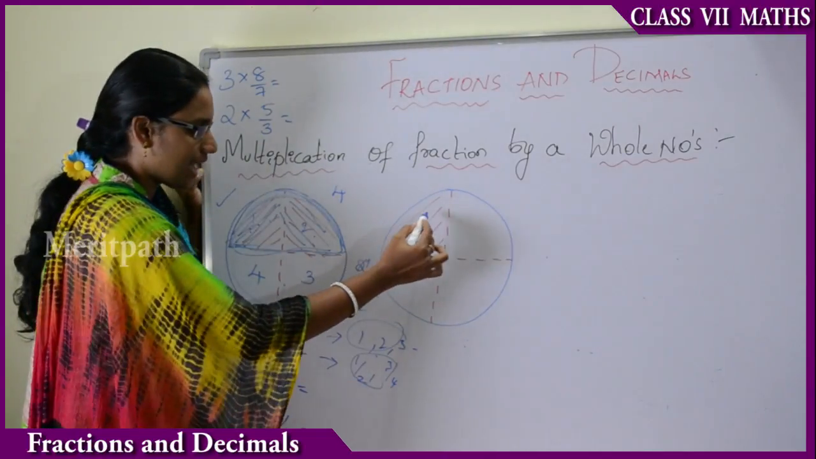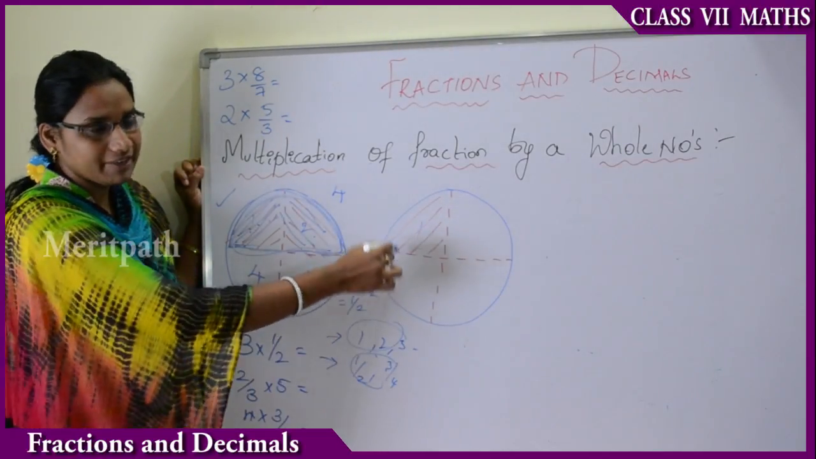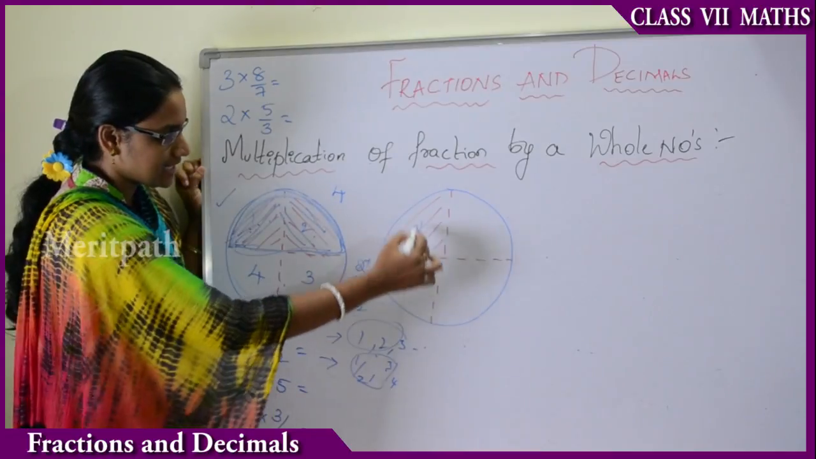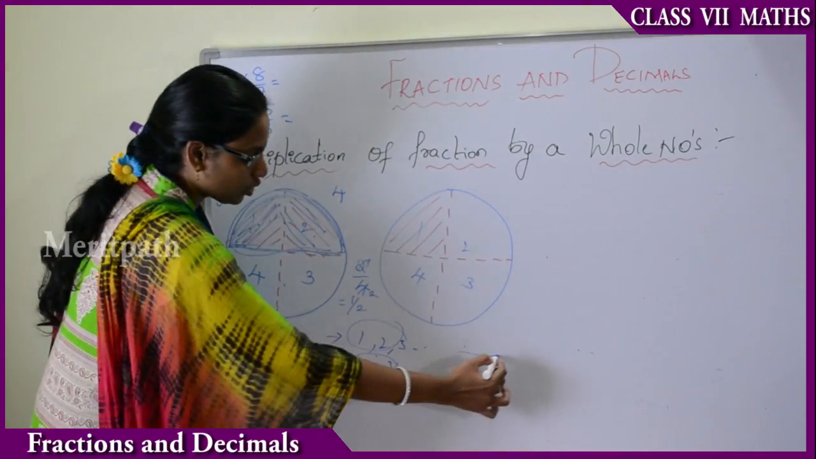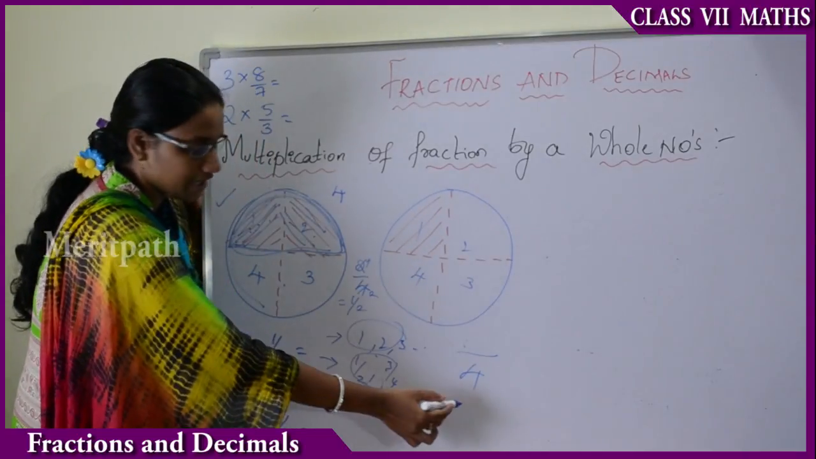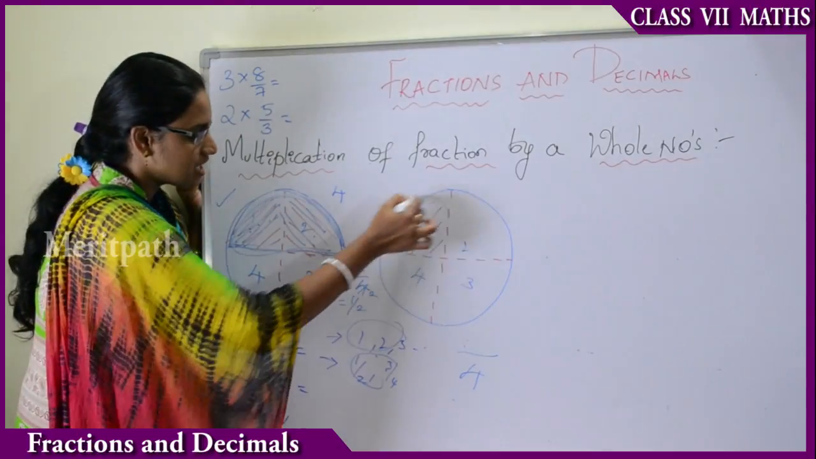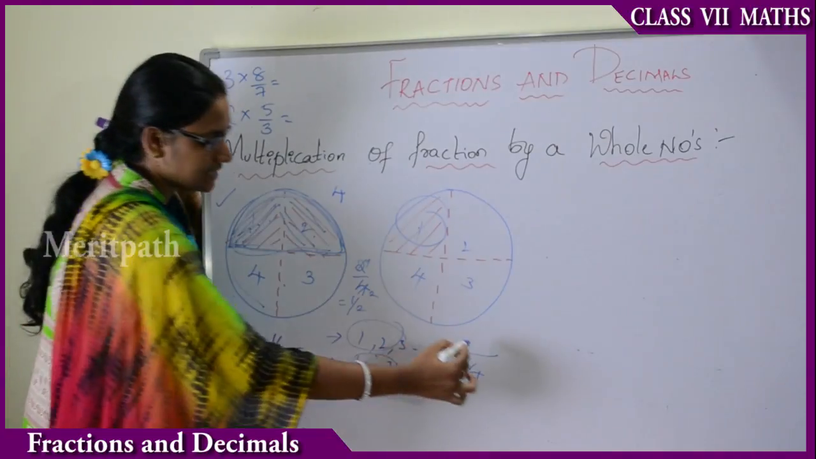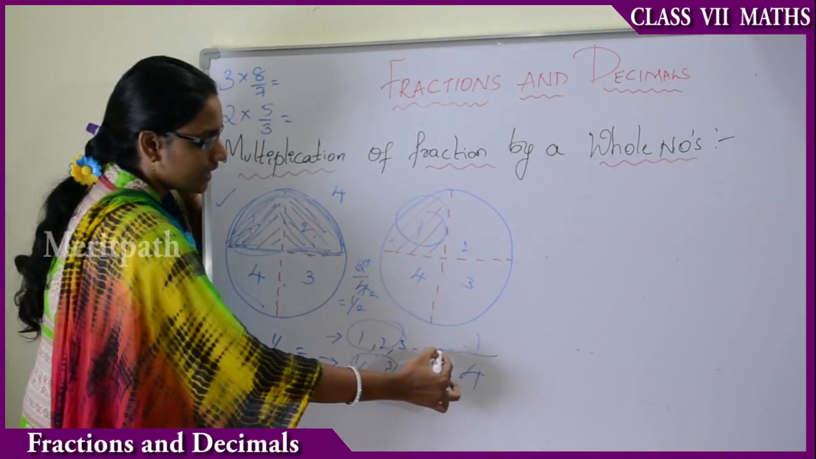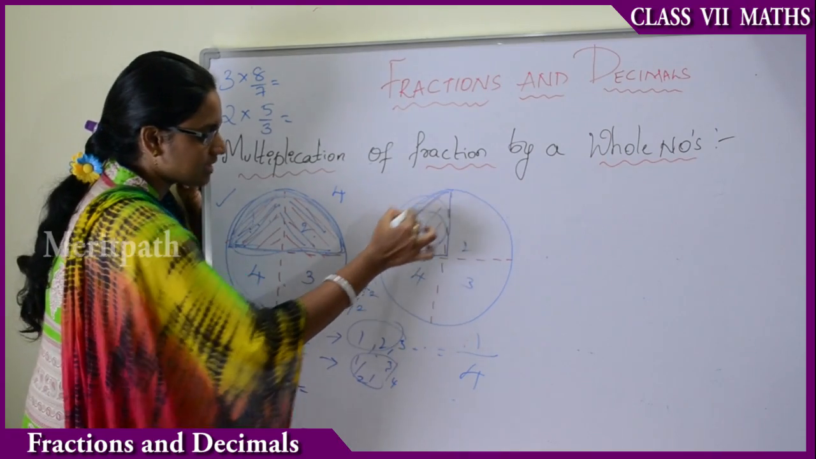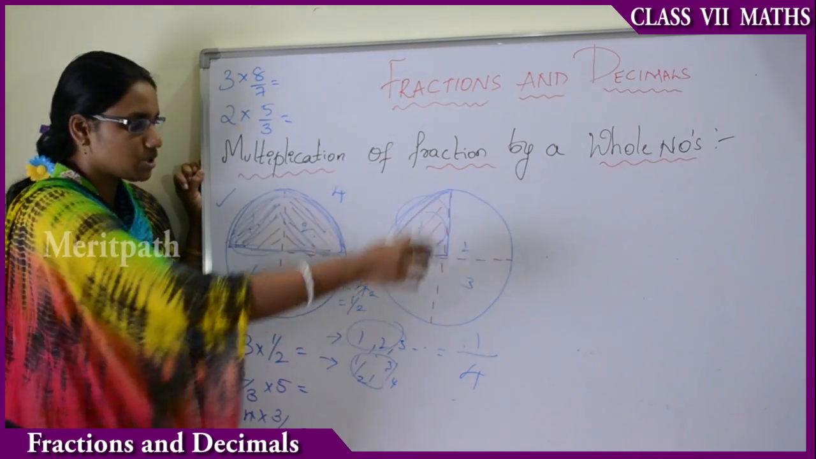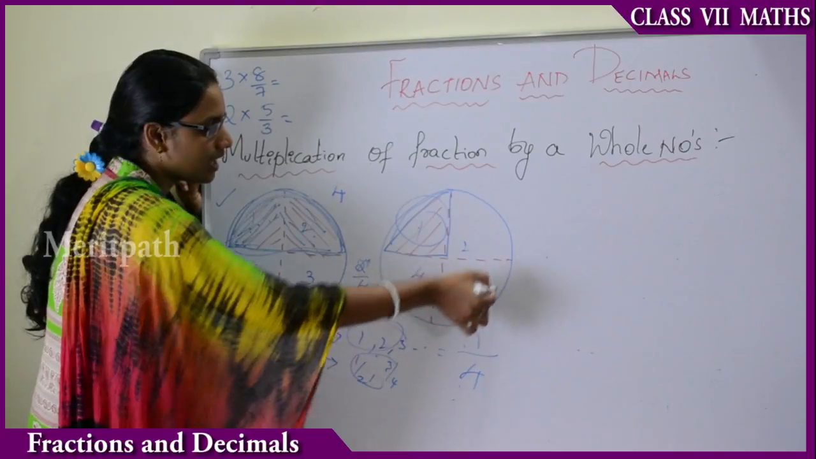Now see in the other figure, I have shaded only one part of the circle, that is the first part, and the remaining are unshaded. Now here see the total parts are 4, that is written on the denominator side, and the shaded parts are written on the numerator side, that is 1. So this shaded part is 1/4 of the whole circle.